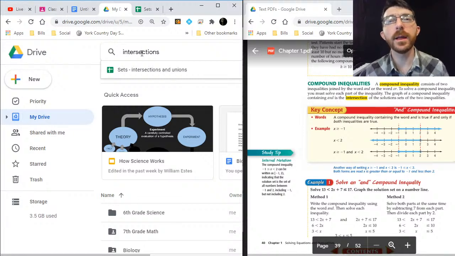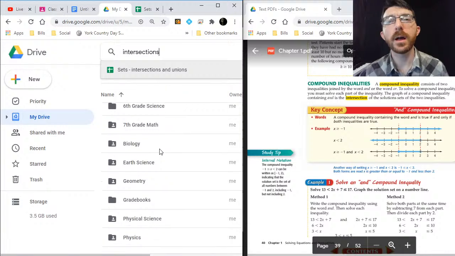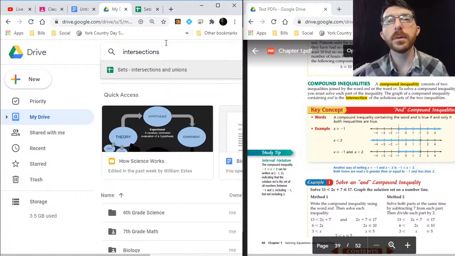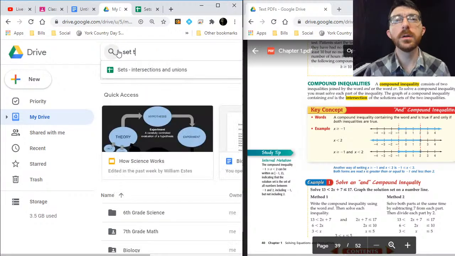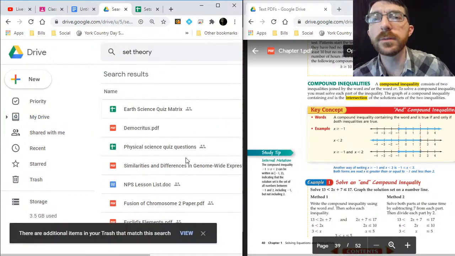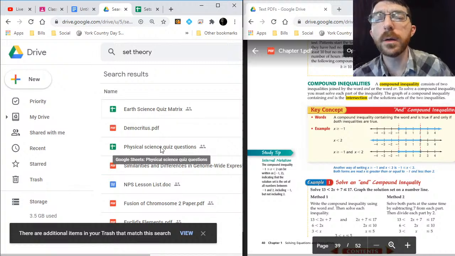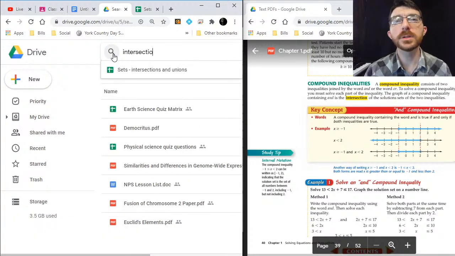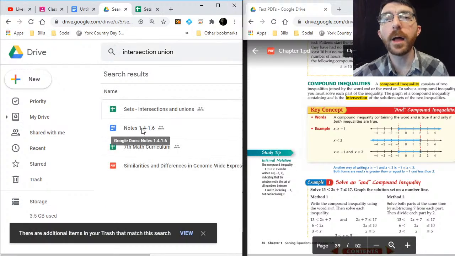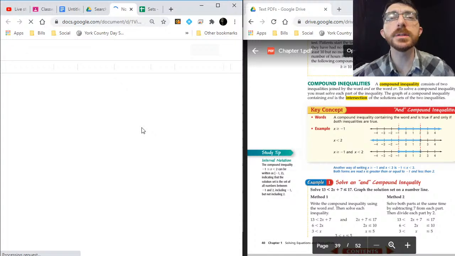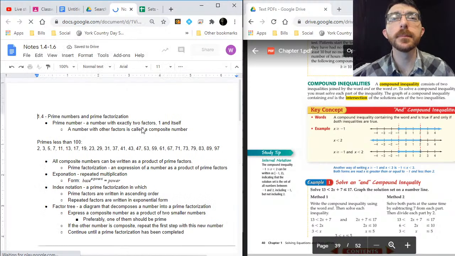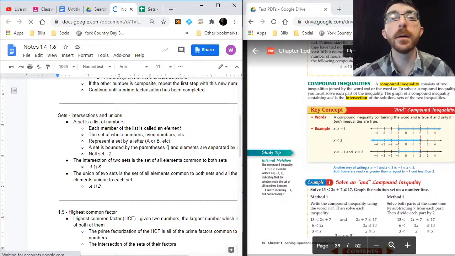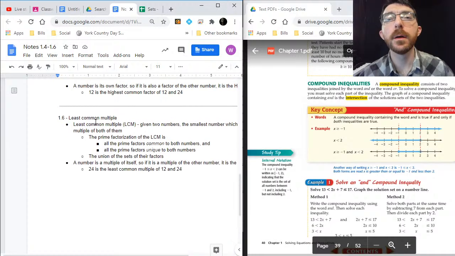Okay, I did something in Google Docs with it. Doggone, where is it? Let me just search set theory, see if. Oh no. Set theory, intersections, union. Ah, this might be it right here. Please, please, please. Maybe. Yeah. Okay.